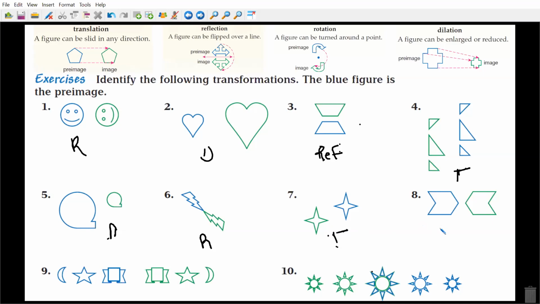Number 8, you said what? Reflection? Yes. Okay, what about number 9? Reflection? Yes.